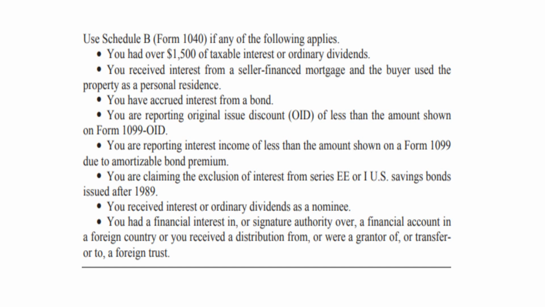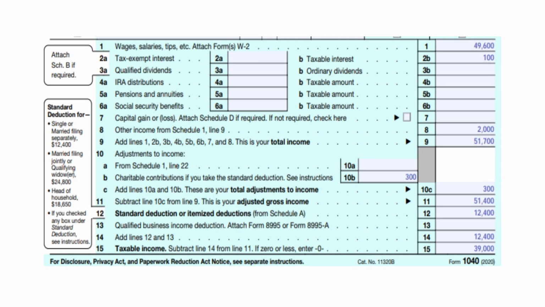If you had interest or dividends of over $1,500, you need to fill out Schedule B and attach it to your return. There are a few other examples of when you would have to attach Schedule B, and I have listed them here. On lines 4 and 5, put your IRA distributions and your pensions and annuities.